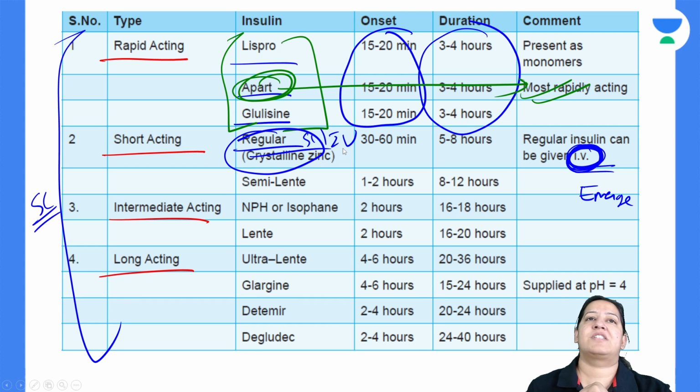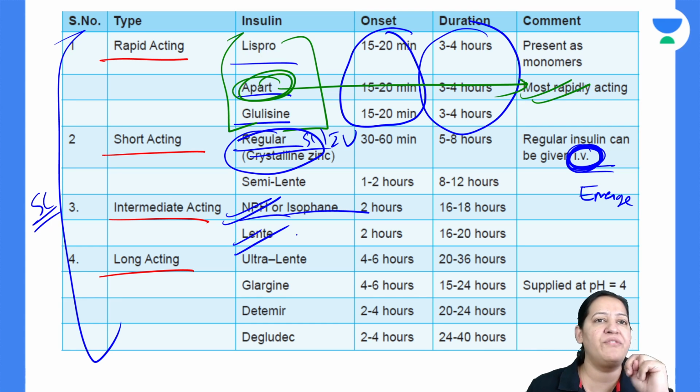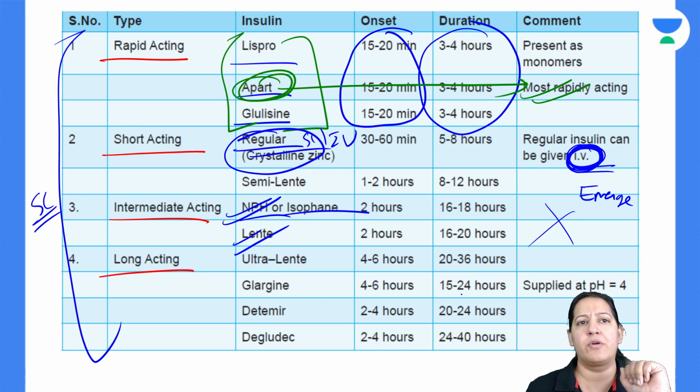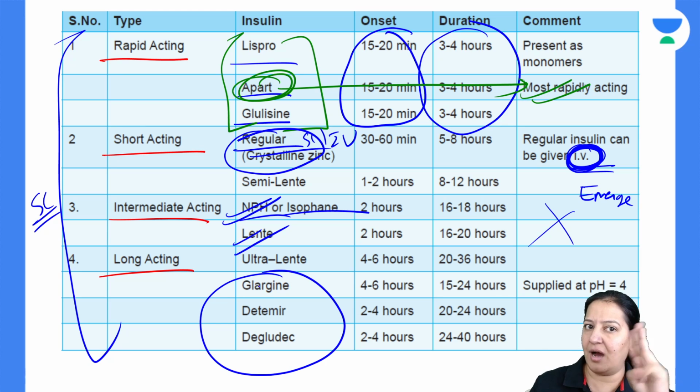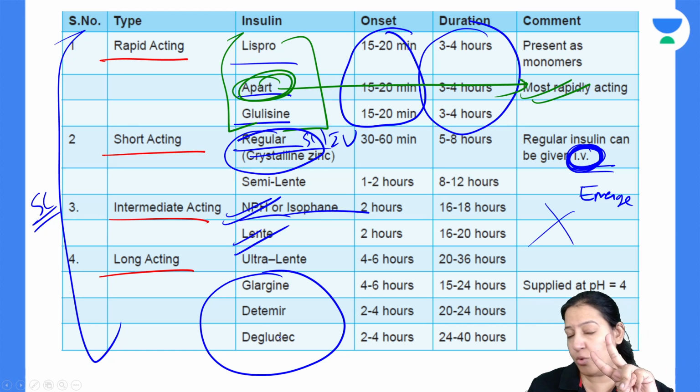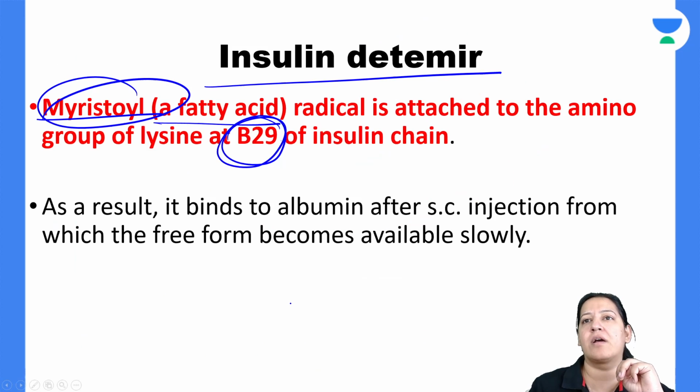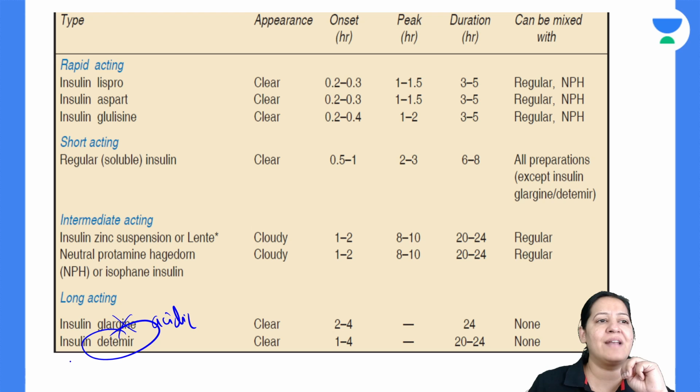Coming to intermediate acting. Intermediate are two, NPH and lente. NPH is isophane or lente. Nothing important about them, right? Coming to long acting. In long acting, I have taught you two so far. Add a third name in the classification: glargine, detemir and degludec. Here, please add degludec also. So please add the third name, degludec.